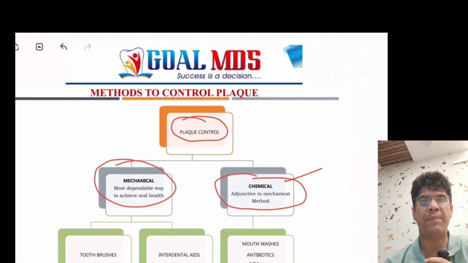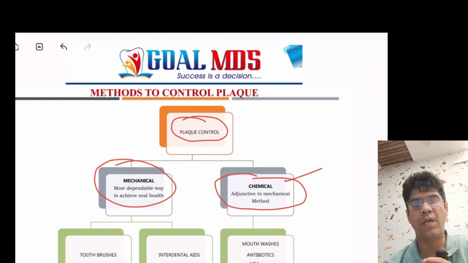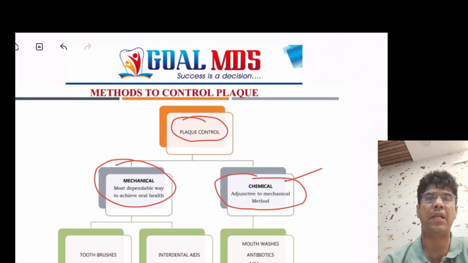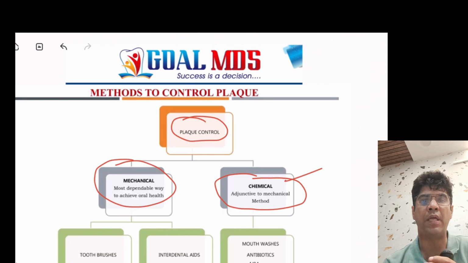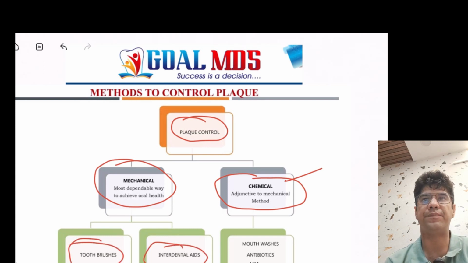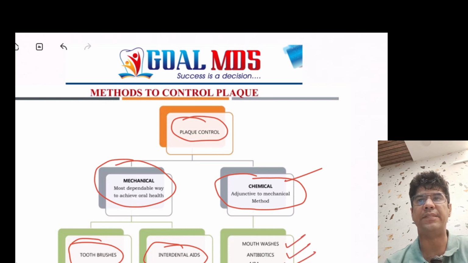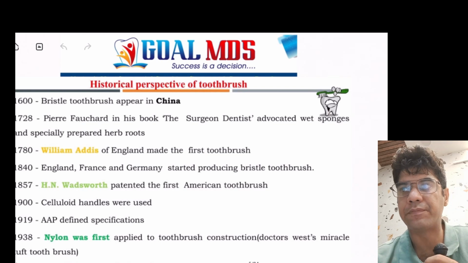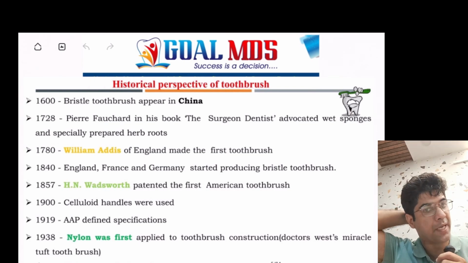On the other hand, the chemical method of plaque control involves the use of substances like mouthwash and toothpaste that contain chemicals designed to help control plaque. These chemicals can kill the bacteria or inhibit their growth, which can reduce the formation of plaque. So the mechanical methods are toothbrushing or interdental aids, whereas the chemical methods are mouthwash, antibiotics or enzymes. Now let us discuss the mechanical methods first.